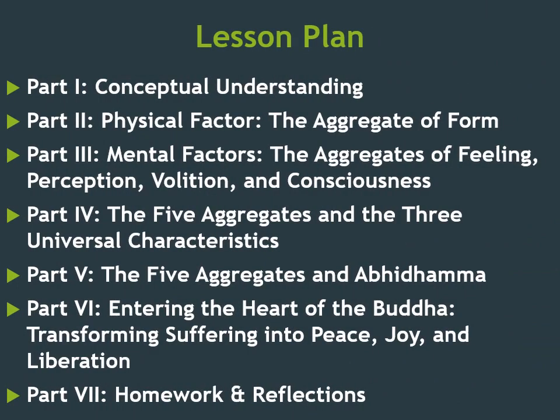In the first half, we've covered conceptual understanding, physical factor, the aggregate of form, mental factors, the aggregates of feeling, perception, volition, and consciousness, the 5 aggregates and the 3 universal characteristics, and the 5 aggregates and Buddhadhamma. We started with the 5 aggregates and Buddhadhamma.